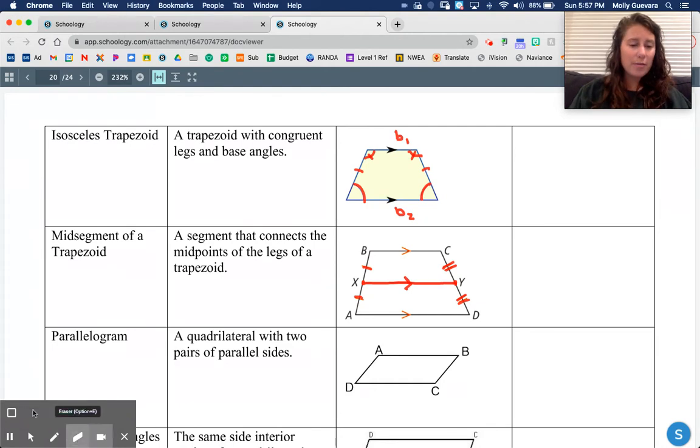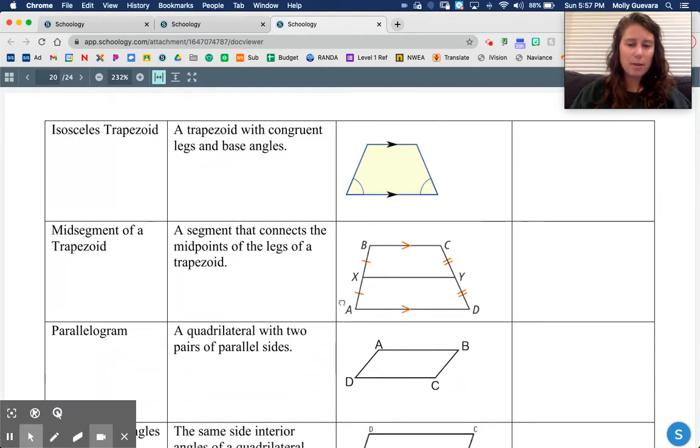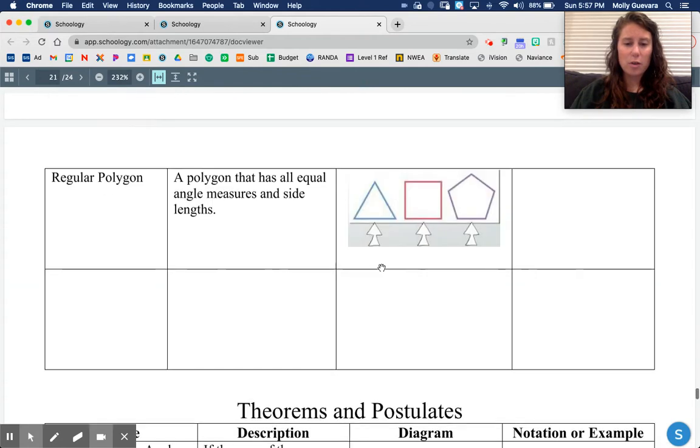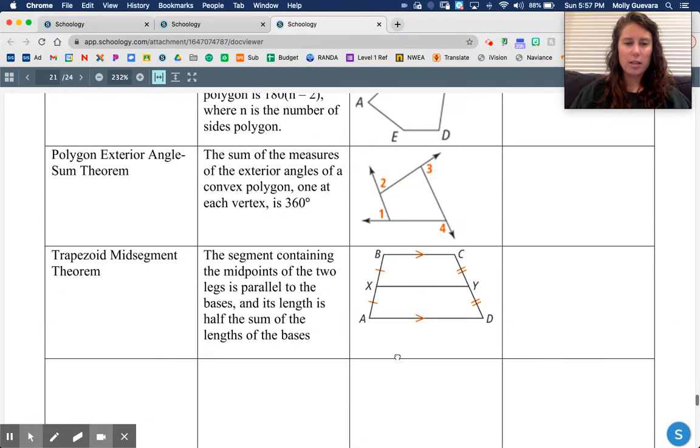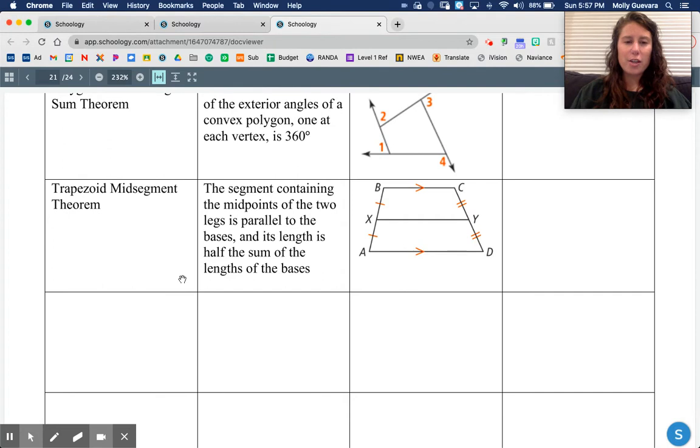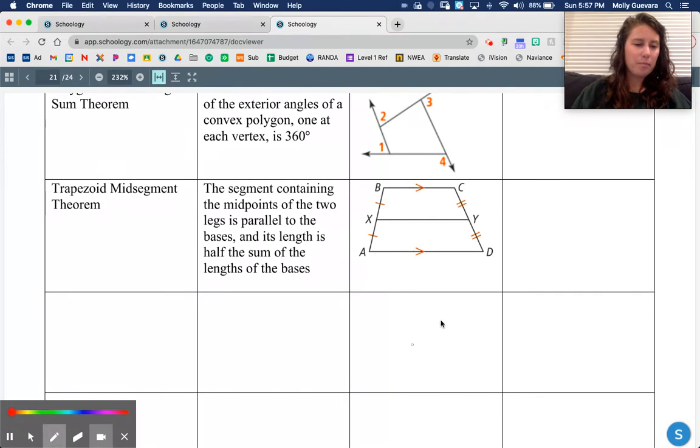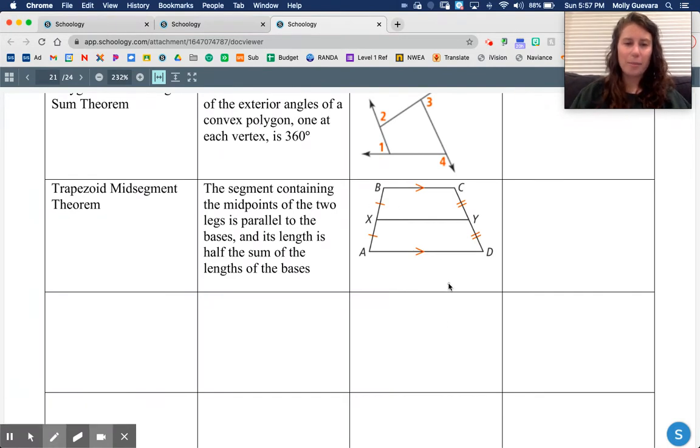So that's it for vocabulary. Let's keep going down and let's go back to our theorems and postulates. And here we have the trapezoid mid-segment theorem, which we're going to talk about right now. So it says the segment containing the midpoints of the two legs. So here, X to Y is my mid-segment. So I'll try to draw that in. There we go.